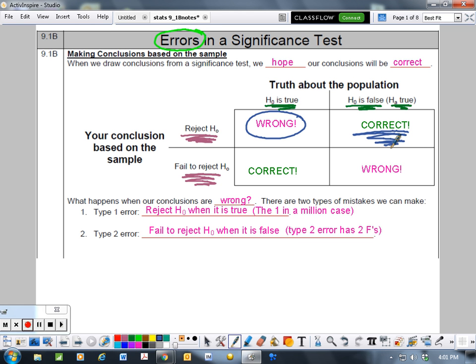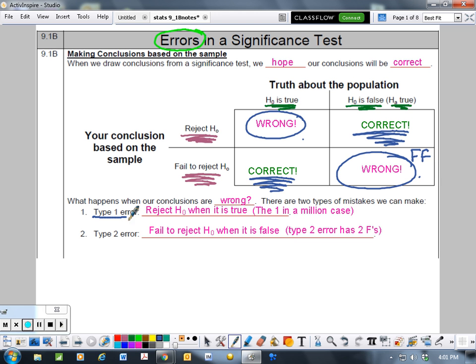Now, if we fail to reject H0 and H0 is true, we're correct, and so we're okay. Even though it seems like we didn't get anywhere because we didn't prove something false, our answer was correct, so we were good to fail to reject H0. Our suspicion was false. But if we fail to reject H0 and H0 is truly false, then we're wrong. So we've got two different ways to be wrong: we reject H0 when H0 is true, or we fail to reject H0 when H0 is false. I call this the double F, because we fail to reject when false. And so these are two types of errors.